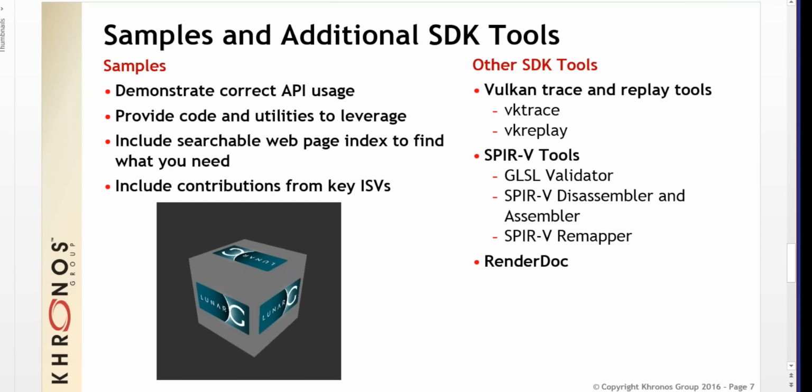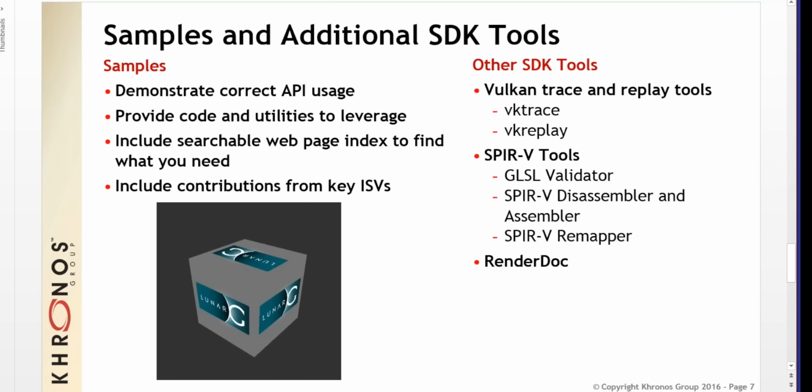VK Trace and VK Replay will be in the SDK as well. These are tools that enable you to capture a trace of the Vulkan API calls made by the application, and then the trace can be replayed at a later time. Usually developers share these trace files with third parties such as hardware vendors to aid in issue isolation without having to provide their application.